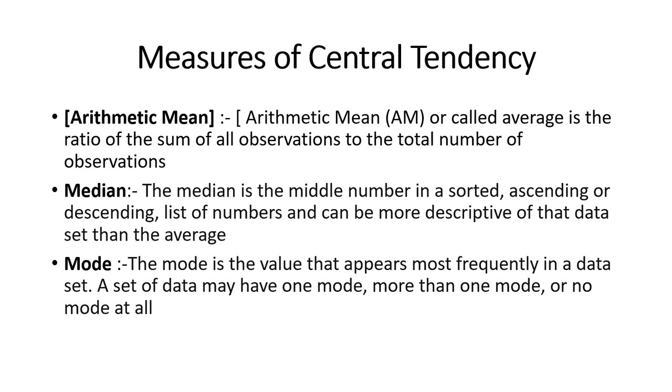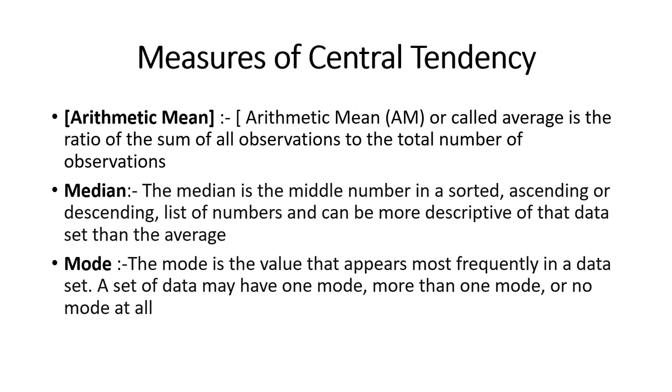Then we have the mode. The mode is the value that appears most frequently in the data set. A set of data may have one mode, more than one mode, or no mode. The mode is also called the most fashionable value. Whenever you were studying in college or in school, there was a group which was frequently roaming here and there to gain all the information. It is like that. The value which is frequently repeating in a data set will be called the mode.